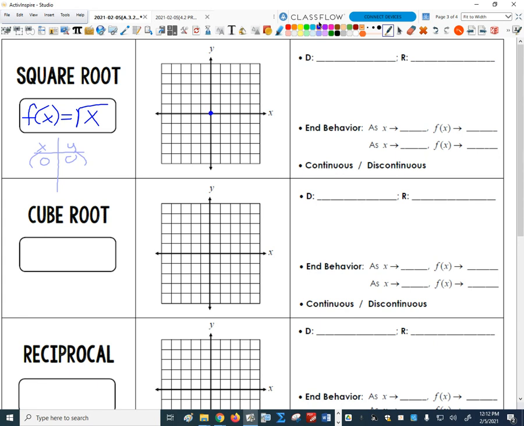What about if I input a 1? What's the square root of 1? If I input a 1 for x. Type it in chat.